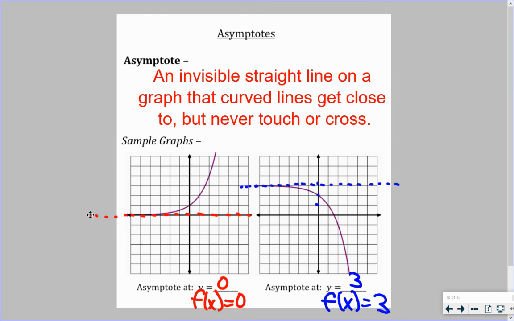Now, one thing that I want to bring up: in exponential graphs, the ones that we're going to be dealing with this year, the asymptote will always be horizontal, okay? Notice I said this year. You will have asymptotes that are vertical next year, but for this year, to help you out, it's always going to be that horizontal line. Okay, that is all we're going to talk about with asymptotes for now.